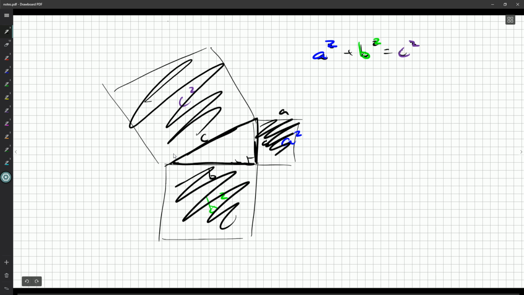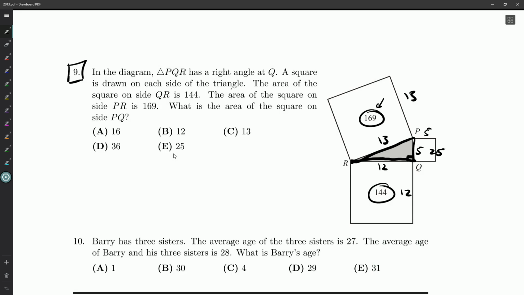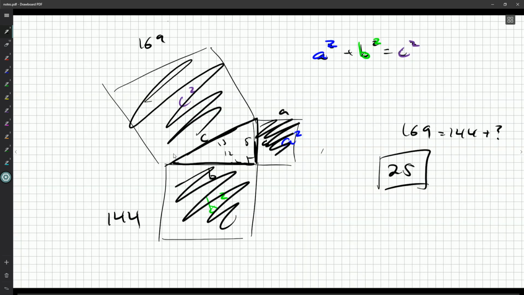So in our question, what have we got? Well, 169, 144. So 169 is 144 plus what? You rearrange and you say, oh, the missing area is 25. I don't actually need to work out the sides of our right angle triangle, because it's not necessary. We can just jump straight to the 25. And if you understood that connection, you could have gotten your answer E very, very quickly. And that's something we want to do.